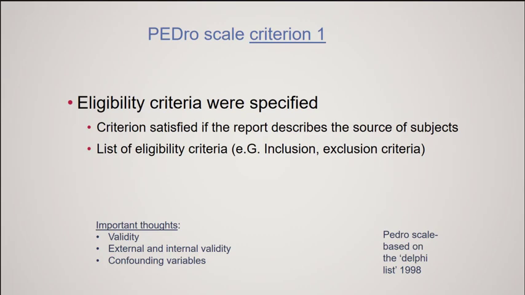And since this criterion evaluates external validity, it is not used to calculate the Pedro score. So why do we have it? Well, on an earlier slide and also in the readings, you may recall that the Pedro scale is based on another scale called the Delphi list. We include criterion 1 in the Pedro scale because it is also included in the Delphi list, but we don't use it as part of the Pedro score, and that comes down to the difference between external and internal validity.